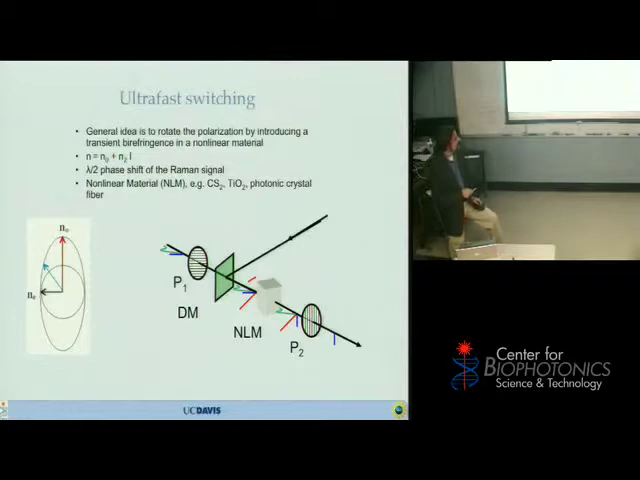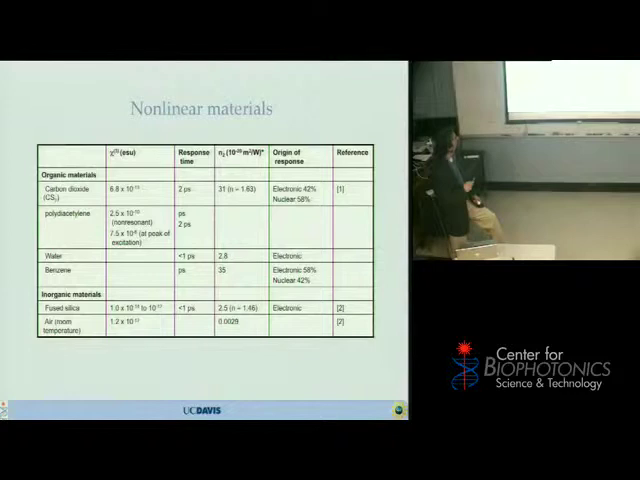So this is the principle of a fast optical switch, which can be used for separating Raman and fluorescence, but can be used for other applications as well. This is a different approach than what you were talking about with time gating. There are different schemes that you can do this, but this is the basic scheme. And there are different nonlinear materials that you can use for this process with various response times.